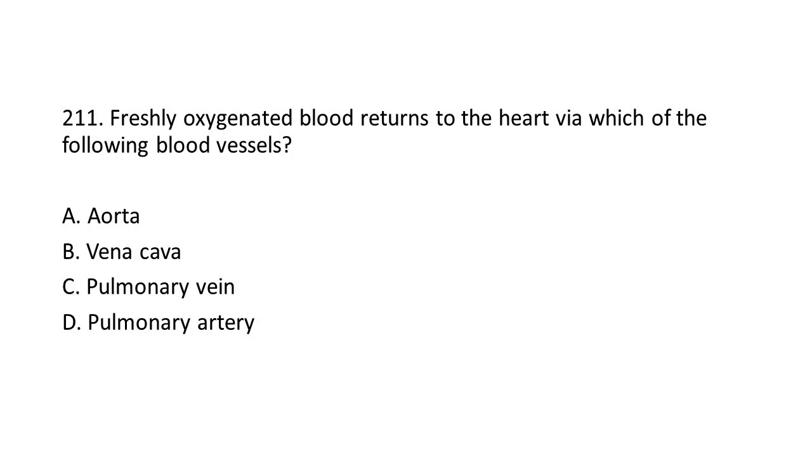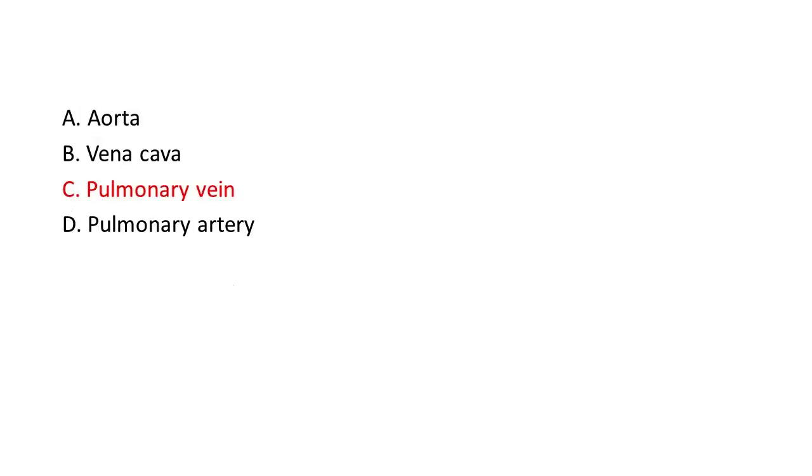211. Freshly oxygenated blood returns to the heart via which of the following blood vessels? A. Aorta. B. Vena cava. C. Pulmonary vein. D. Pulmonary artery. The answer is C. Pulmonary vein.